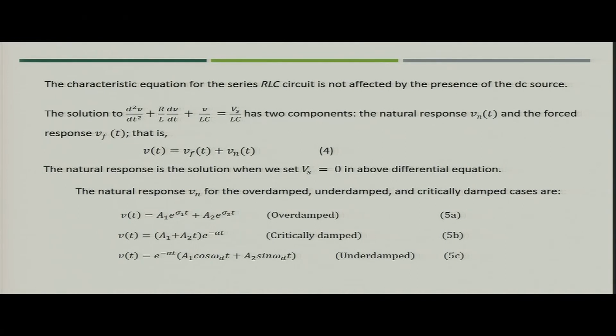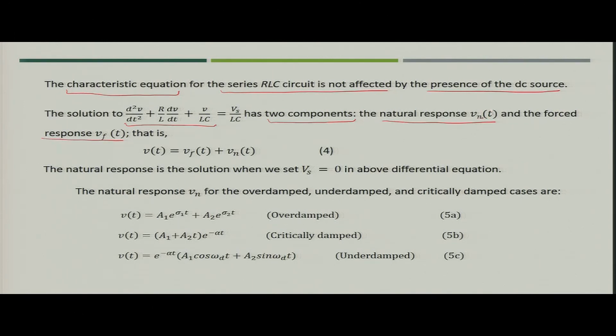Now, when you compile the characteristic equation, it will not be affected by the presence of the DC source. So, you can see the solution of this equation can be divided into two parts, which means it will have two components: one is the natural response and the other is the forced response.